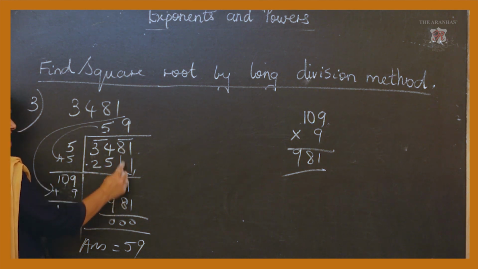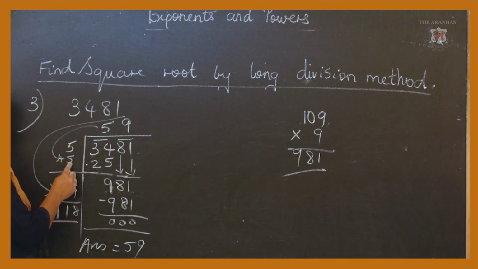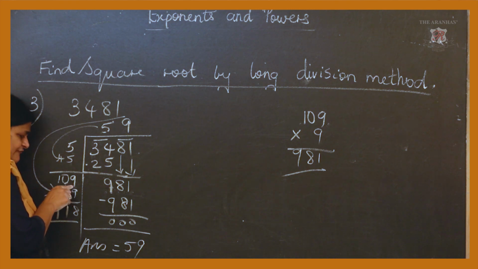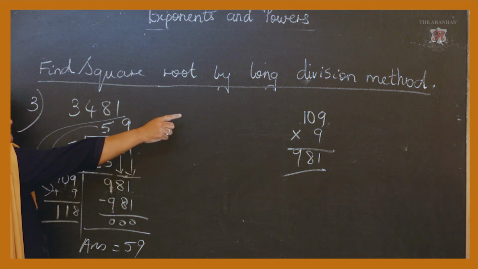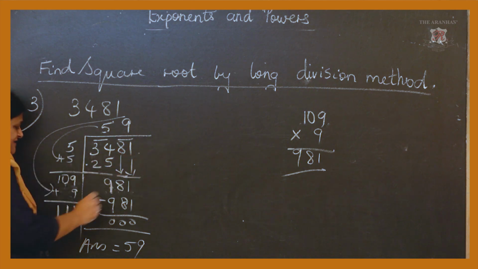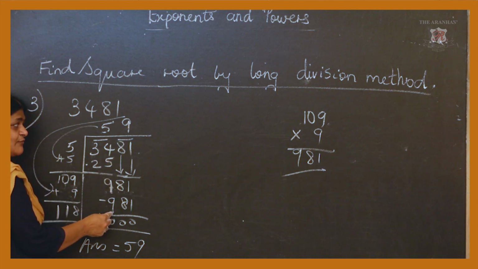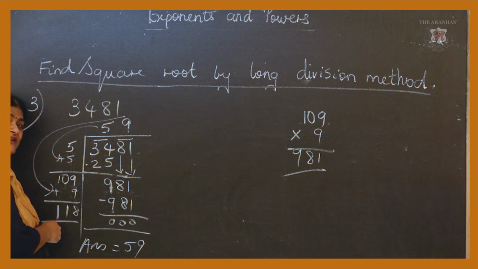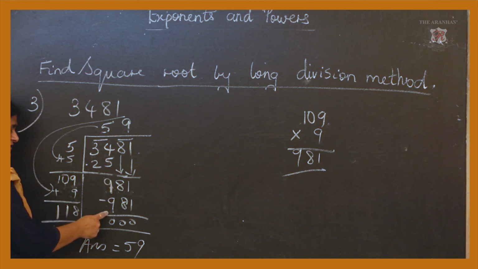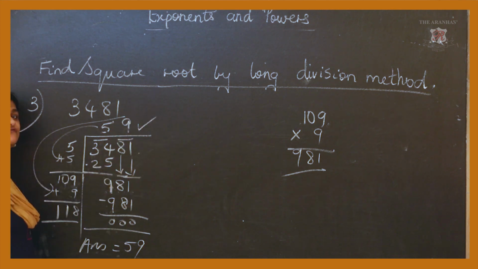Now here 81 you are going to carry it down. So now 981. Now here you have got 5 plus 5, 10. You are going to take that one particular number. When you are taking all the numbers, you're multiplying it by the same number, you're getting it over here. That's what I have done. 109 into 9 will give you 981. This 9, again we are taking it down. So 109 plus 9 will give you 118. And here when you are deducting it, you are getting 0. So the answer you are getting is 59.